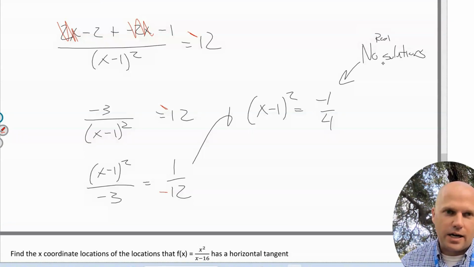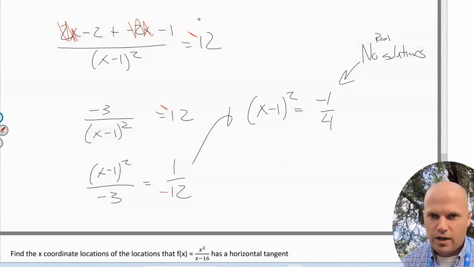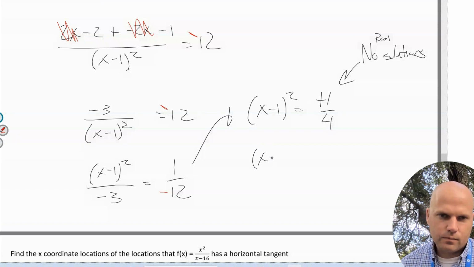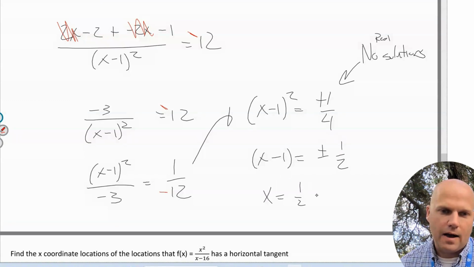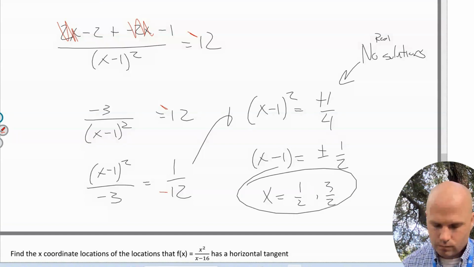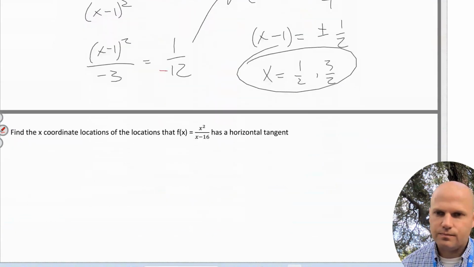So if you got here and you got no solutions, good. If after changing the problem, you then got here, great. I square rooted both sides. I will then add 1, and I'll get 1 minus a half and 1 plus a half. So a half and 3 halves. Those are x values.